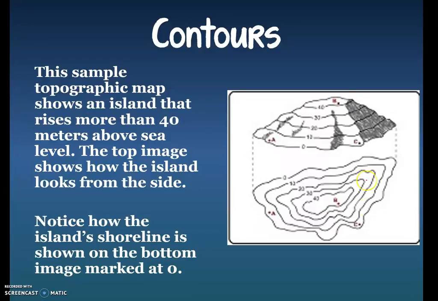So here's an example that shows a mountain rising 40 feet above sea level. It's kind of blurry here, but you can see that the shoreline is marked 0. That's because the base of an island is going to be at sea level. And then this one goes up by 10s. The contour interval would be 0, 10, 20, 30, and then 40.